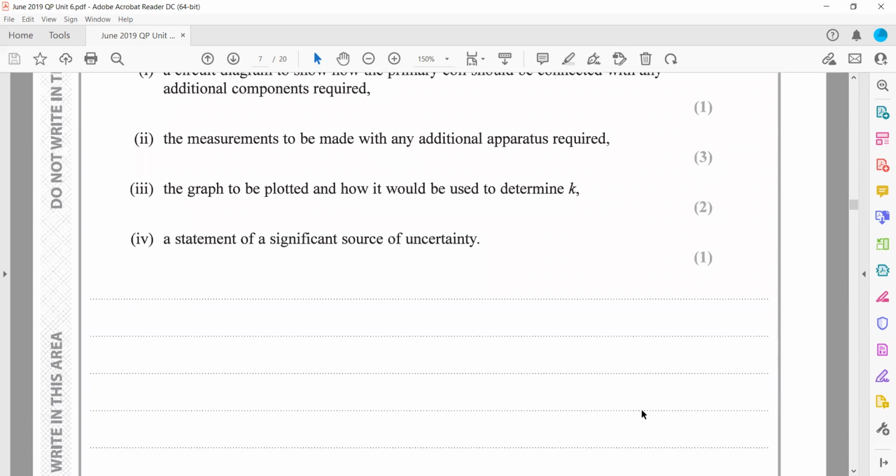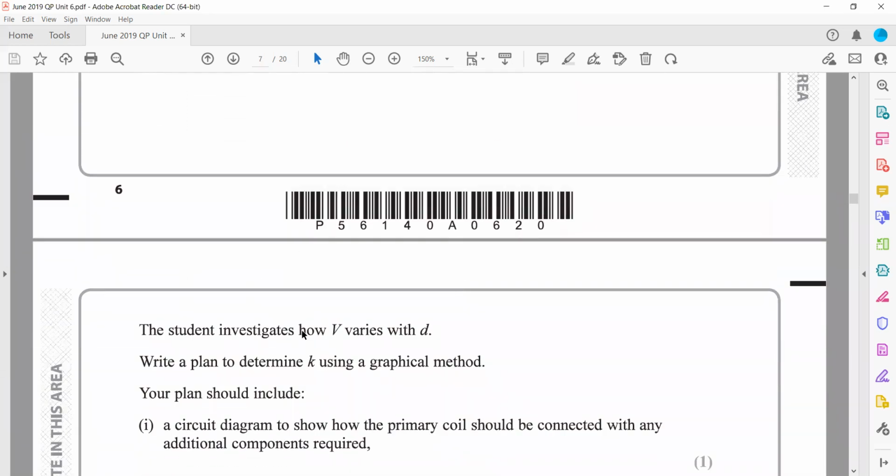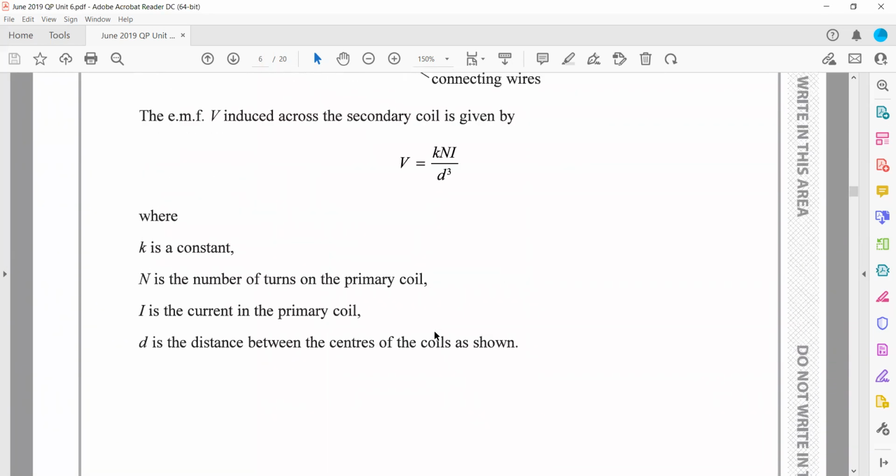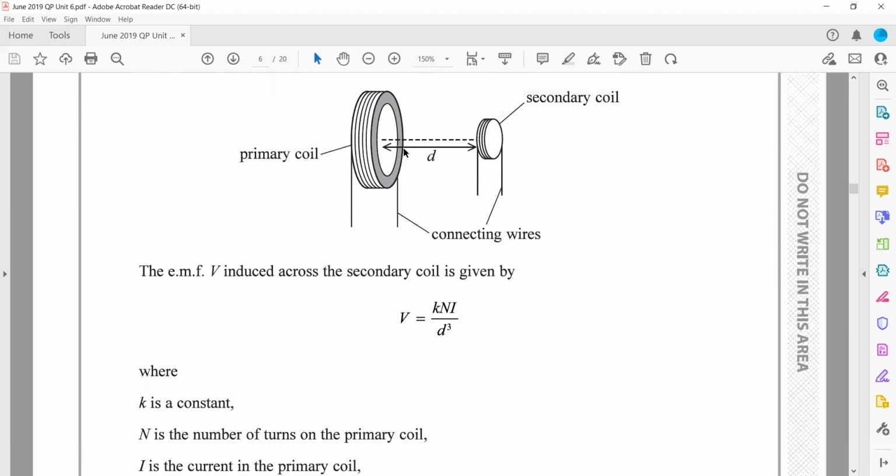Statement of a significant source of uncertainty. Look, what might be a source of uncertainty in this example? You're measuring a current. When you are measuring a current, then you may have a parallax error. Then the things which you are measuring in the question, you are measuring D, because the student varies V and D. V is a voltage and D is a distance.